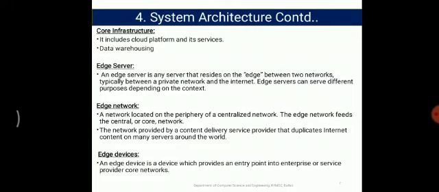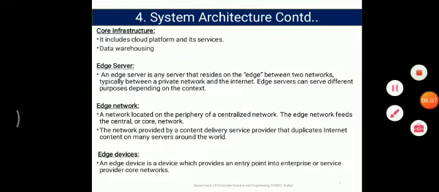Next comes the edge network. It is a network that is located on the periphery of a centralized network. LANs are considered edge networks. The edge networks feed the central or core network. The network provided by the CDN, content delivery service provider, provides duplicate internet content connected to many servers across the world. The last one is edge devices. It includes sensors, controllers, mobiles, healthcare devices, and TVs or cars. An edge device provides an entry point to the service provider core networks.